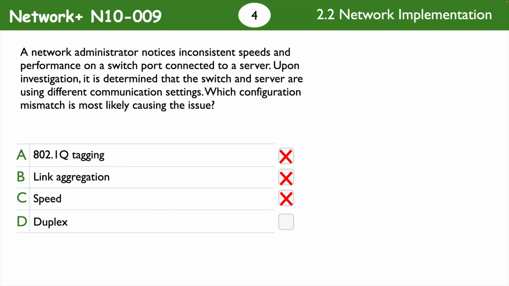And that would leave us with D, duplex. A duplex mismatch can cause significant performance degradation, and that's key there, performance. That's why it's not speed as the answer, due to collisions and retransmissions. And this would align perfectly with the inconsistent performance and speed described in the scenario here.